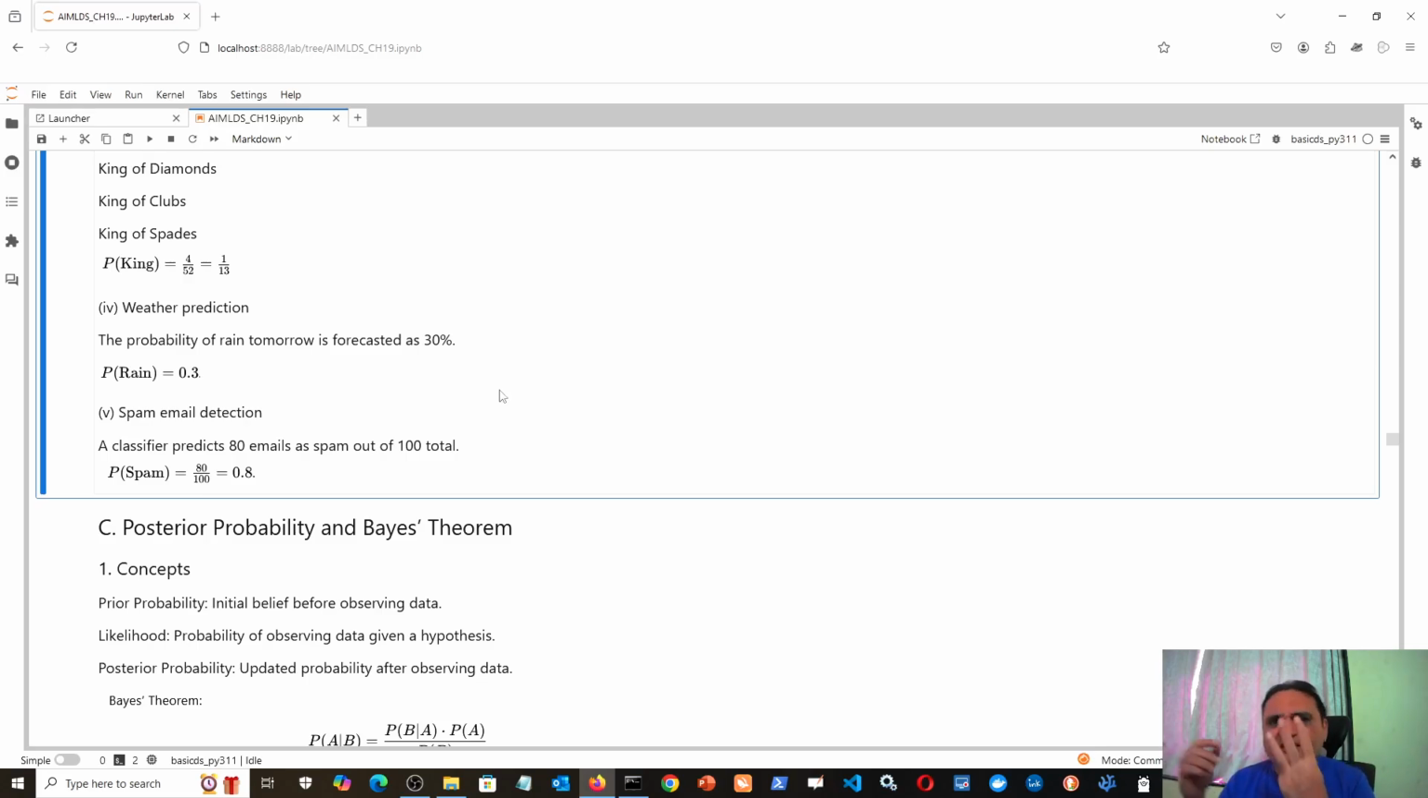Now suppose there are only 3 weather types possible: rain, cloudy, and sunny. And suppose I say that rain has 0.3 or 30%, cloudy has 50%. That much is forecasted, that 50% is the chance of the weather being cloudy. So then what will be the chance of getting sunny weather?